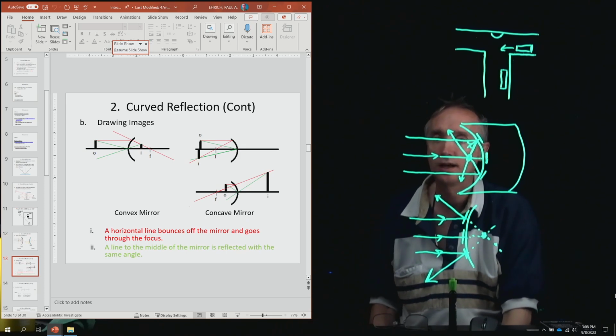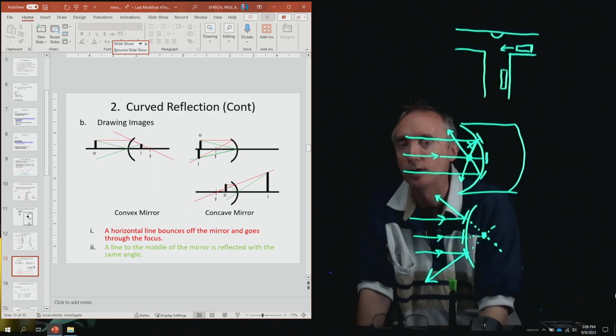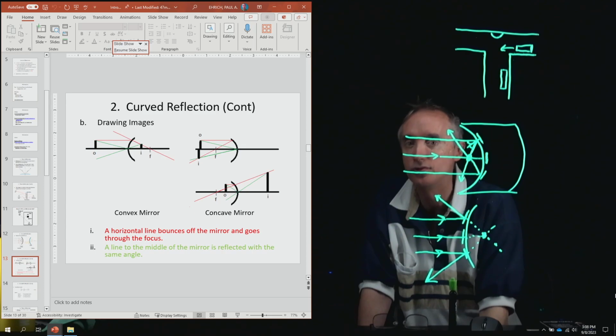Okay, and so let's take a break, and when we come back we will talk about how we can locate an image in a curved mirror.